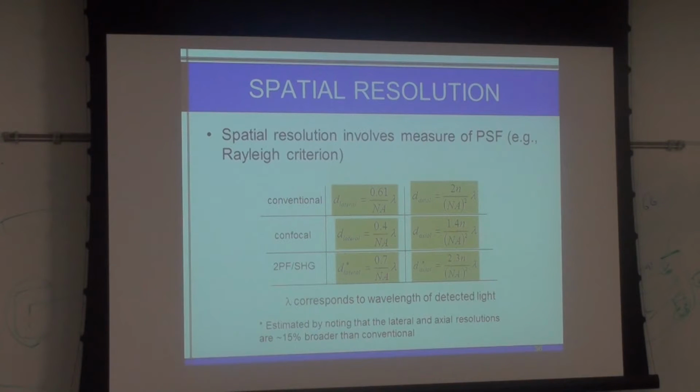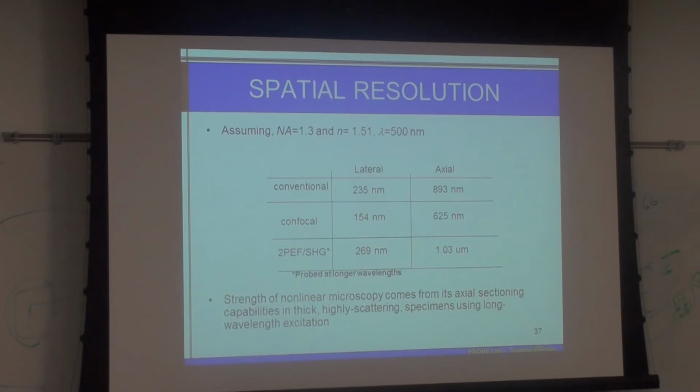You may have questions about exactly what the resolution is. Spatial resolution, I'll give you here this chart of two-photon fluorescence and SHG versus conventional and confocal microscopy. If you plug some numbers in, you'll find that the SHG and the two-photon have, for these numbers, resolutions that are not that great in comparison to conventional and confocal, right? Not that great, but they're really, really useful.